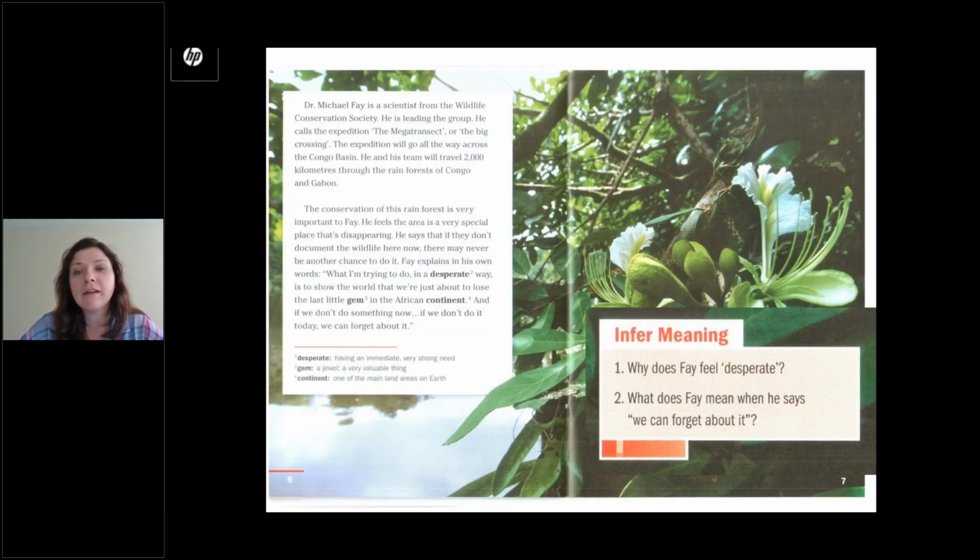And here we have the beginning of the book, a little text, and two tasks for students. They need to read this part of the text and understand why Faye feels desperate, right?